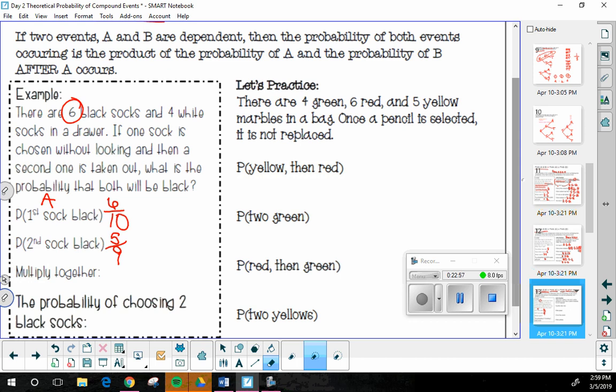So then you take your 6/10 and you multiply it by your 5/9, and you can cross divide and simplify. 5 into 5 goes once, 5 into 10 twice, 3 into 6 goes 2 times, 3 into 3 goes 1 time. And then I'm just going to multiply straight across, so the probability of choosing 2 black socks is 1/3, which isn't that bad. It's a little bit more than unlikely, because there's only 2 colors of socks in there anyways.